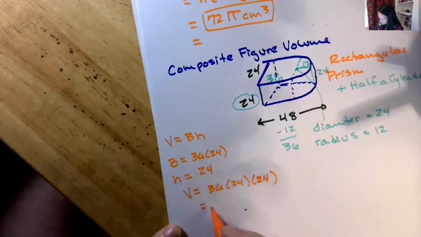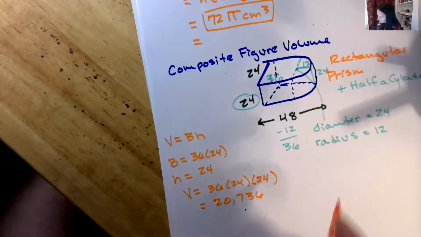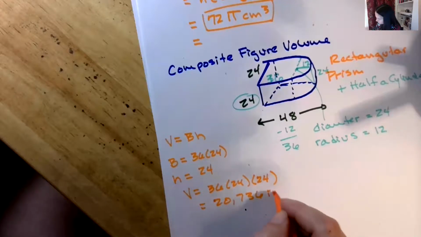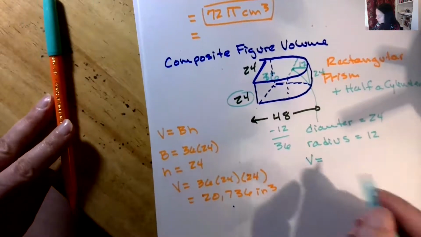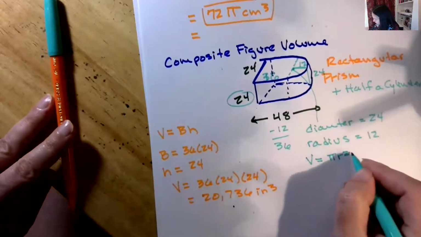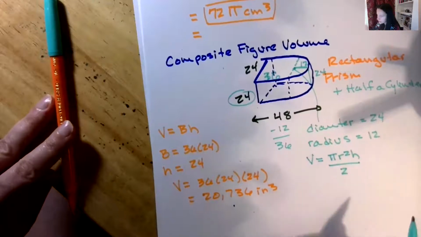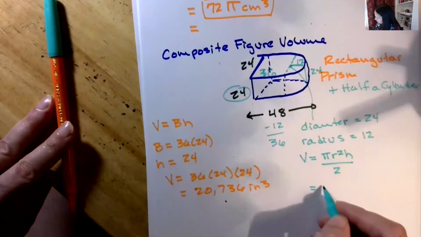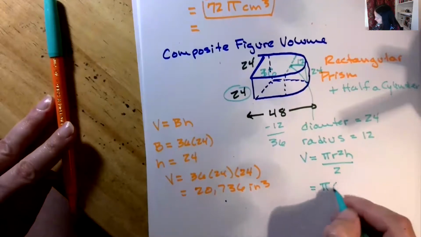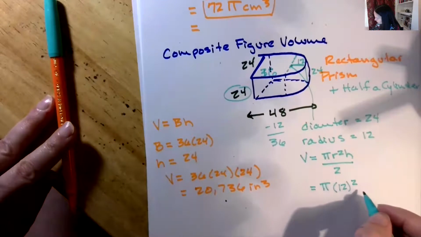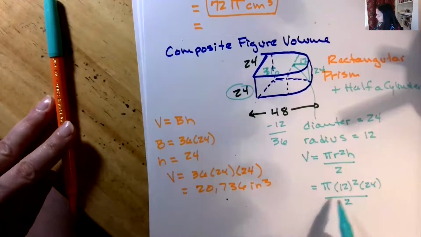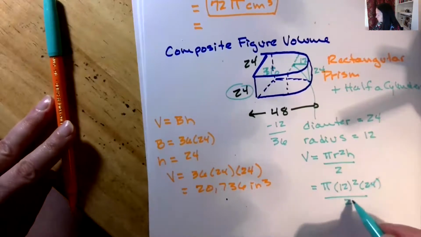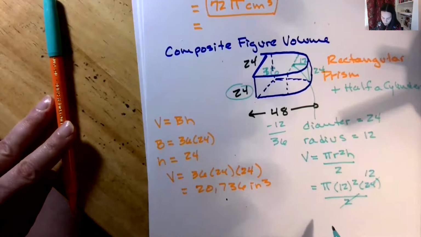That is going to be 20,736 inches cubed. Now, how about my cylinder? My cylinder volume is going to be volume equals pi r squared times height, but I only want half of that, right? Because it's just half of a cylinder. So I have pi. We said our radius was 12, our height was 24, and we're going to divide that by 2. So essentially we have 12 cubed because 24 divided by 2 is 12.